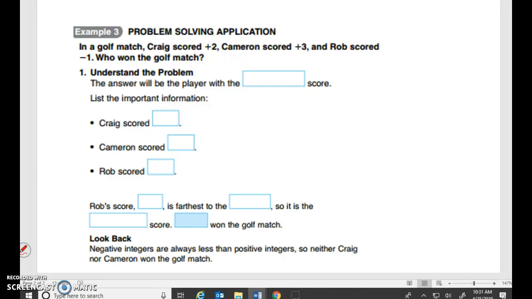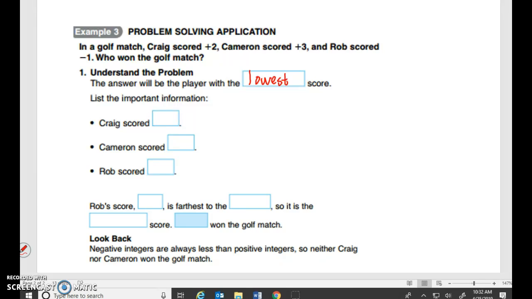Okay, my reader. In a golf match, Craig scored 2 points. Cameron scored 3 points. Ron scored -1. Who won the golf match? Does anybody know golf? What's important to know about golf? The lowest score wins. Keep that in your head. The answer will be the player with the lowest score.